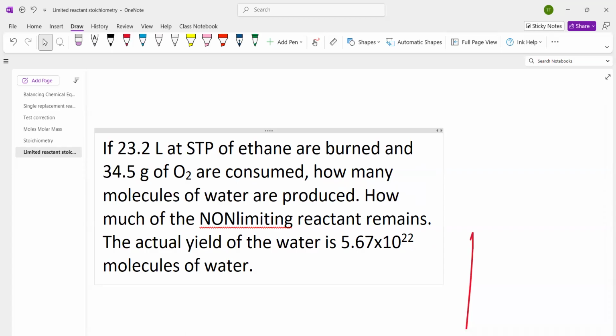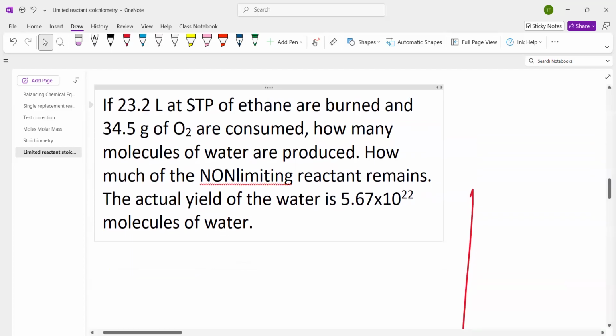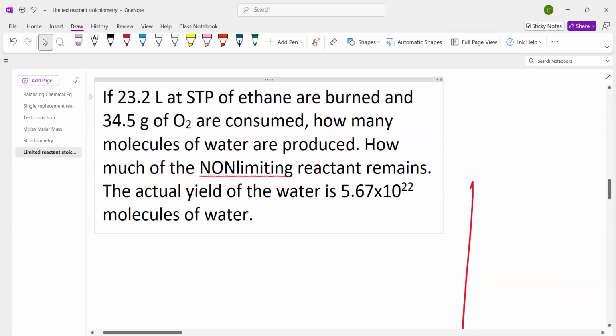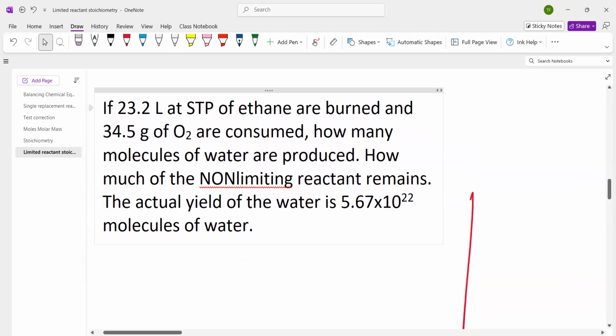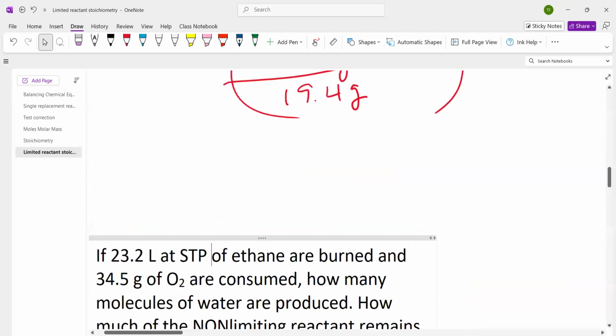23 liters at STP, extremely important, of ethane are burned and 34.5 grams of oxygen are consumed. How many molecules of water are produced? How many? That means we're going to use Avogadro's number, 6.02 times 10 to the 23rd. All right, so we can do the same thing, using the same equation, which I'm going to put over here.